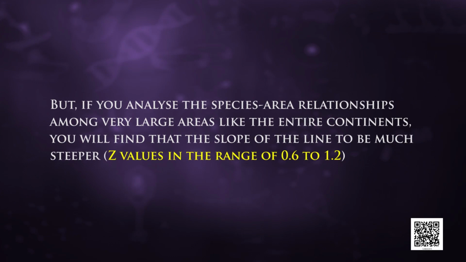But if you analyze the species-area relationship among very large areas like entire continents, you will find the slope of the line to be much steeper. That is, the Z values are in the range of 0.6 to 1.2. For example, for fruit-eating birds and mammals in the tropical forests of different continents, the slope is found to be 1.15.